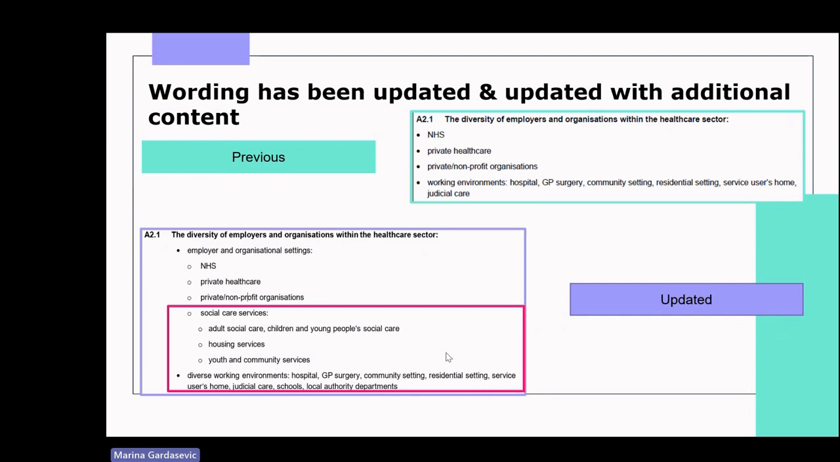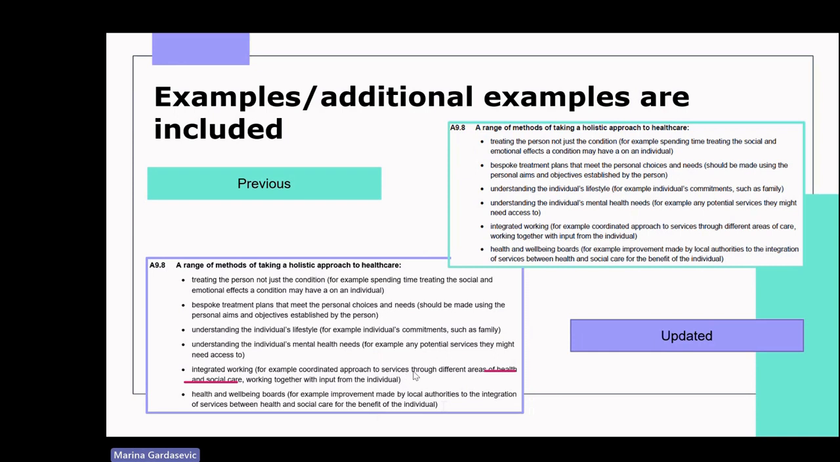In some changes, more than one criteria can apply to a content area. In this example from A2.1, wording has been updated and additional content has been added. Here, social care services and examples have been added, highlighting where naturally occurring social care content has been considered in the updated specification. This naturally occurring link to social care has been added here in A9.8, where an additional example of health and social care has been added.